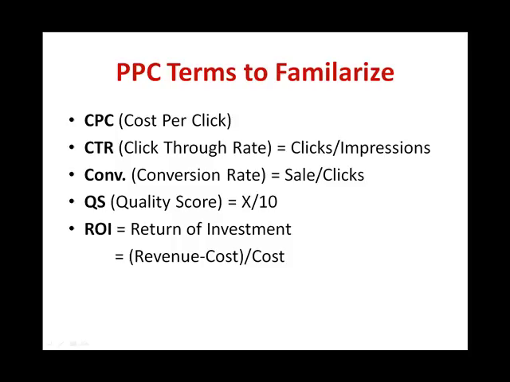Conv stands for conversion rate, which is calculated by sales divided by clicks. QS stands for quality score, which will be rated between 1 to 10. ROI stands for return on investment, which will be calculated by revenue minus cost, then divided by cost.